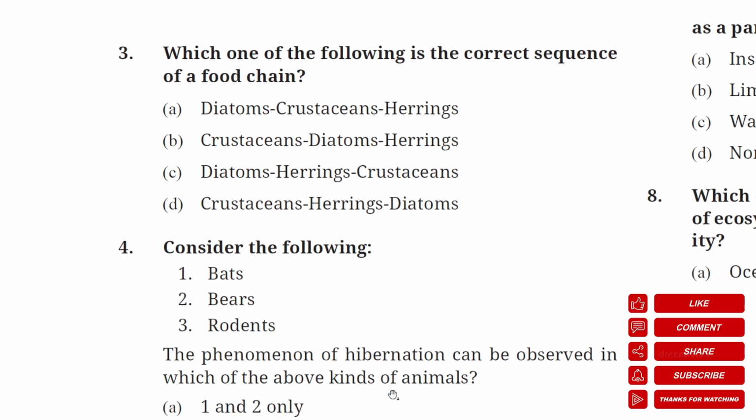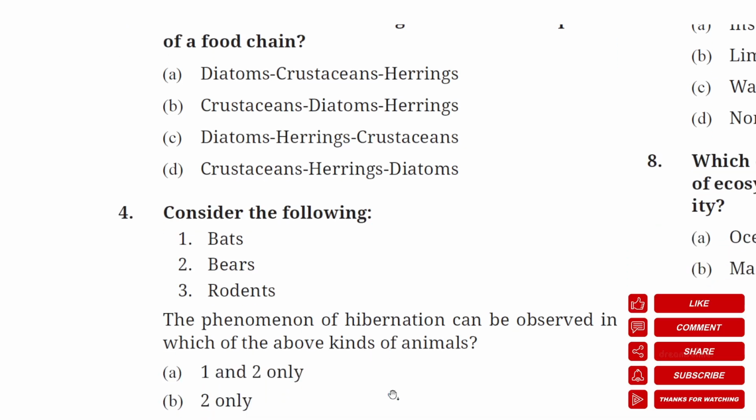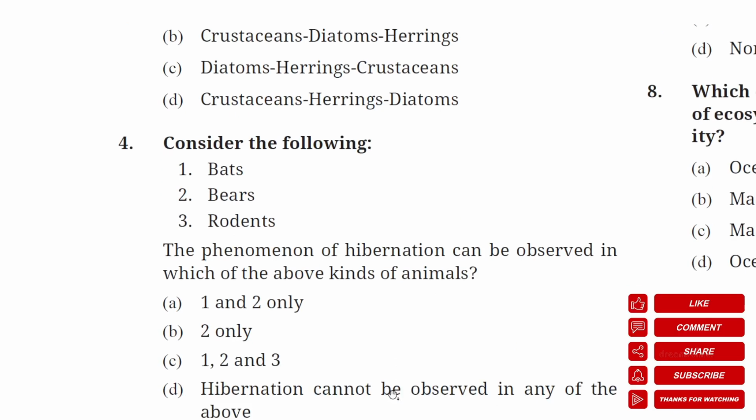Consider the following: bats, bears, rodents. The phenomenon of hibernation can be observed in which of the following kinds of animals? So bats, we do see hibernation in bats. Bears obviously, and a few rodents also. So the answer is 1, 2, and 3.